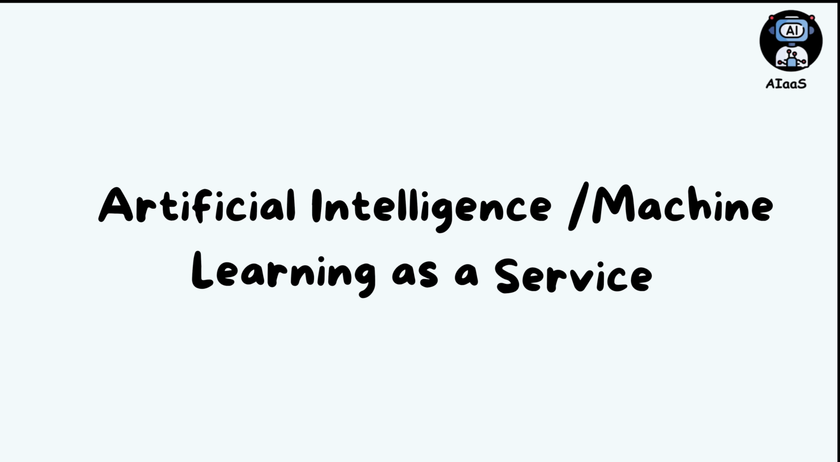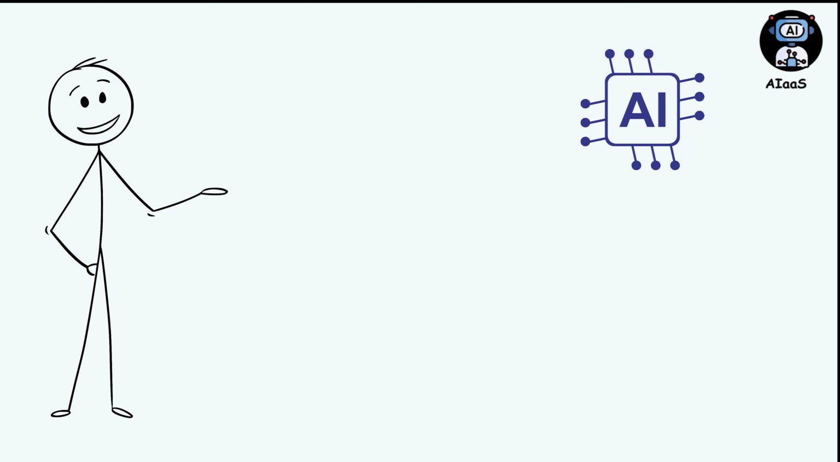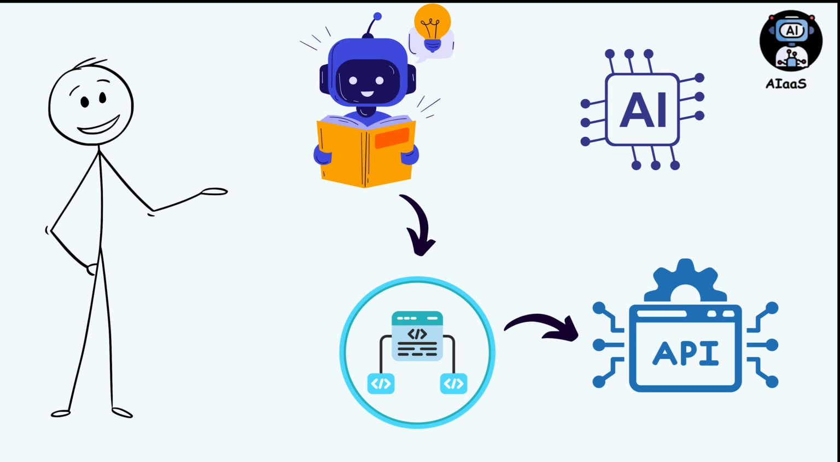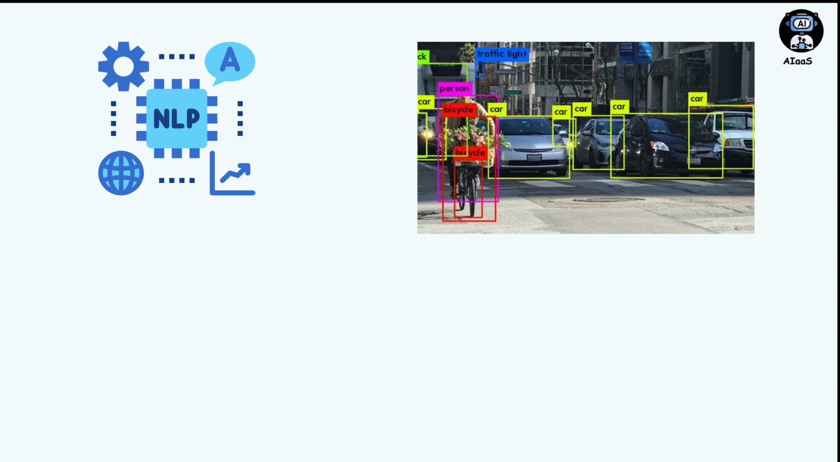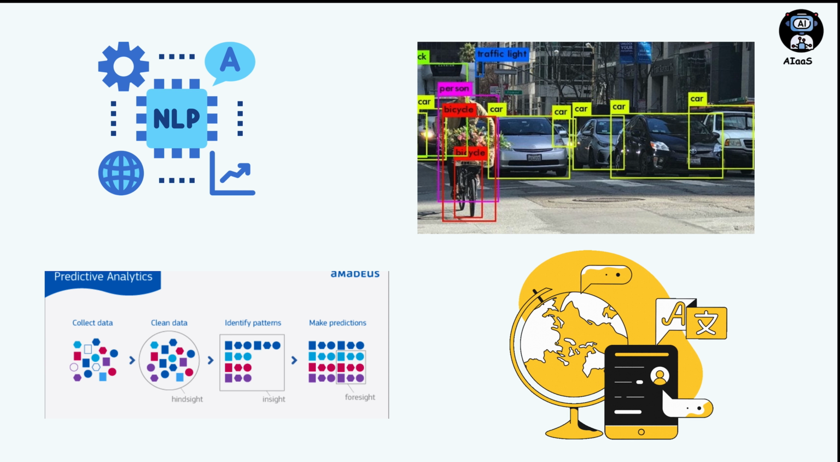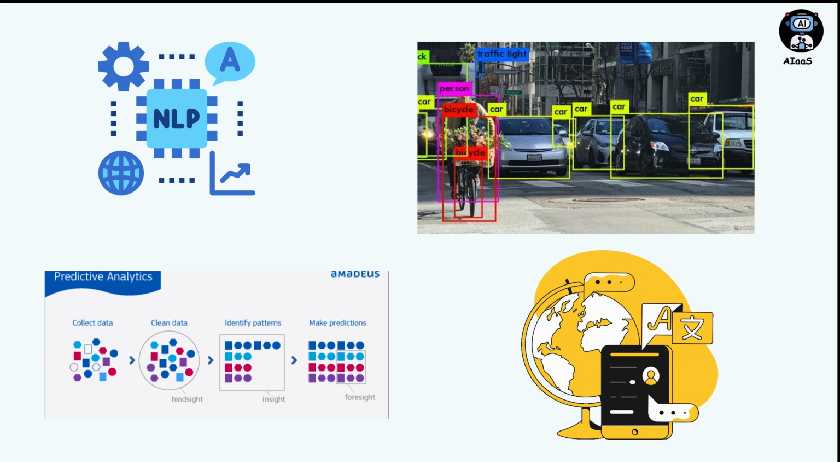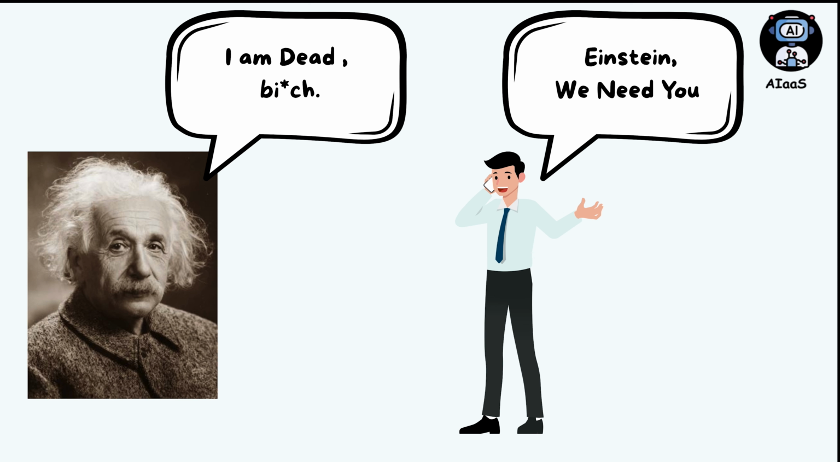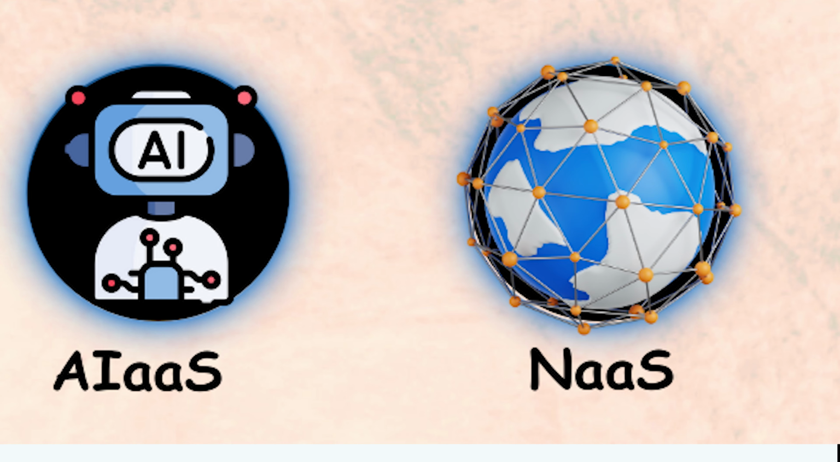MLaaS, or Artificial Intelligence and Machine Learning as a Service, democratizes access to advanced AI capabilities. These platforms provide pre-built machine learning models, training frameworks, and APIs that let organizations implement AI solutions without deep data science expertise or specialized hardware. Whether you need image recognition, natural language processing, predictive analytics, or custom machine learning models, MLaaS makes these technologies accessible with relatively minimal investment. It's like having Einstein on speed dial. You can harness incredible analytical power without needing a PhD yourself.